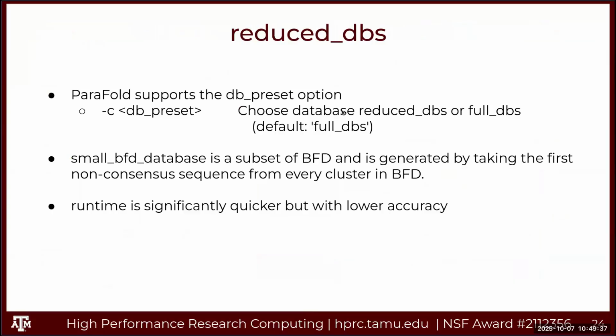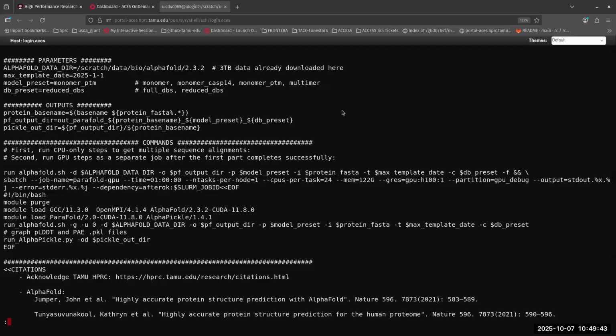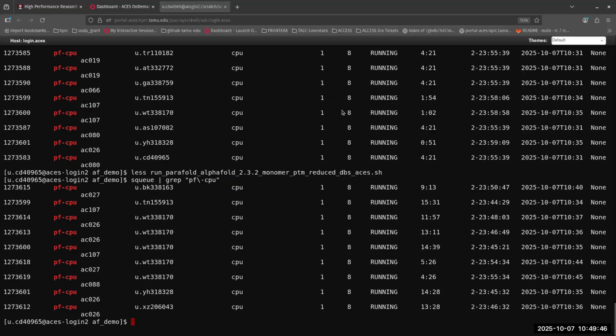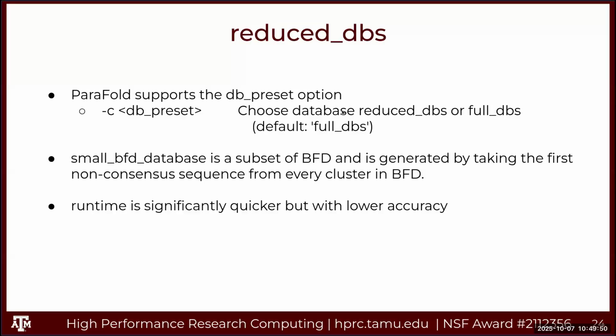All right, reduced databases. We're running our jobs with reduced databases. Still a lot of jobs running. With ParaFold, you can specify reduced databases. Some users will run a lot of different amino acid sequences using reduced databases, and then maybe make some selection before running the full databases. It does complete a lot quicker, but with lower accuracy. So you have to decide before using reduced databases how you're going to interpret the results, and you're actually going to get the best results using the full databases, but it does take longer.